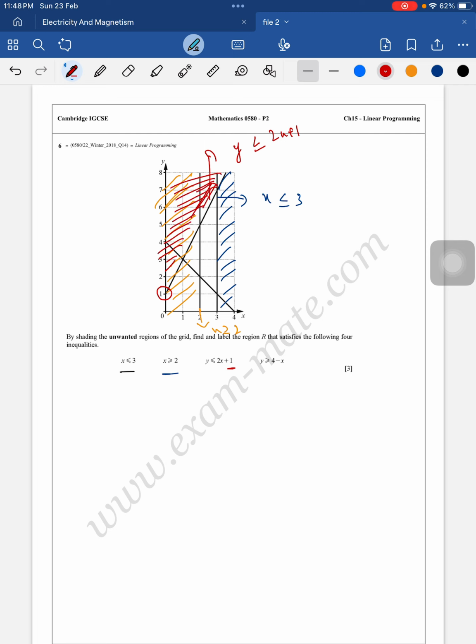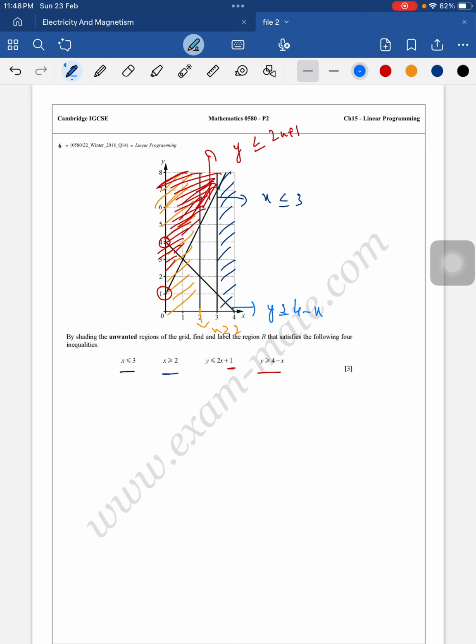Okay, I hope that's clear to everyone. Now the fourth one is y is greater than or equal to 4 minus x. So here the y-intercept is 4, and the remaining equation is this only. So this is y is greater than or equal to 4 minus x.